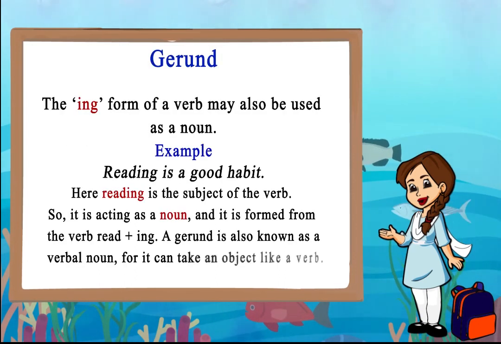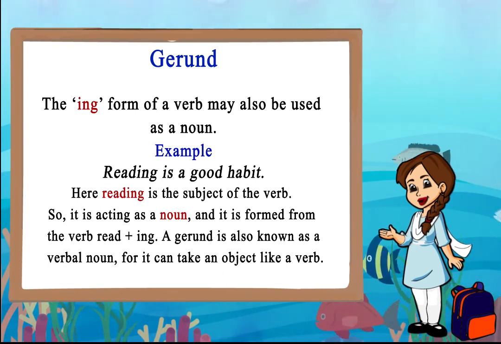Gerund. The ing form of a verb may also be used as a noun. Example: reading is a good habit. Here reading is the subject of the verb. So, it is acting as a noun, and it is formed from the verb read plus ing. A gerund is also known as a verbal noun, for it can take an object like a verb.